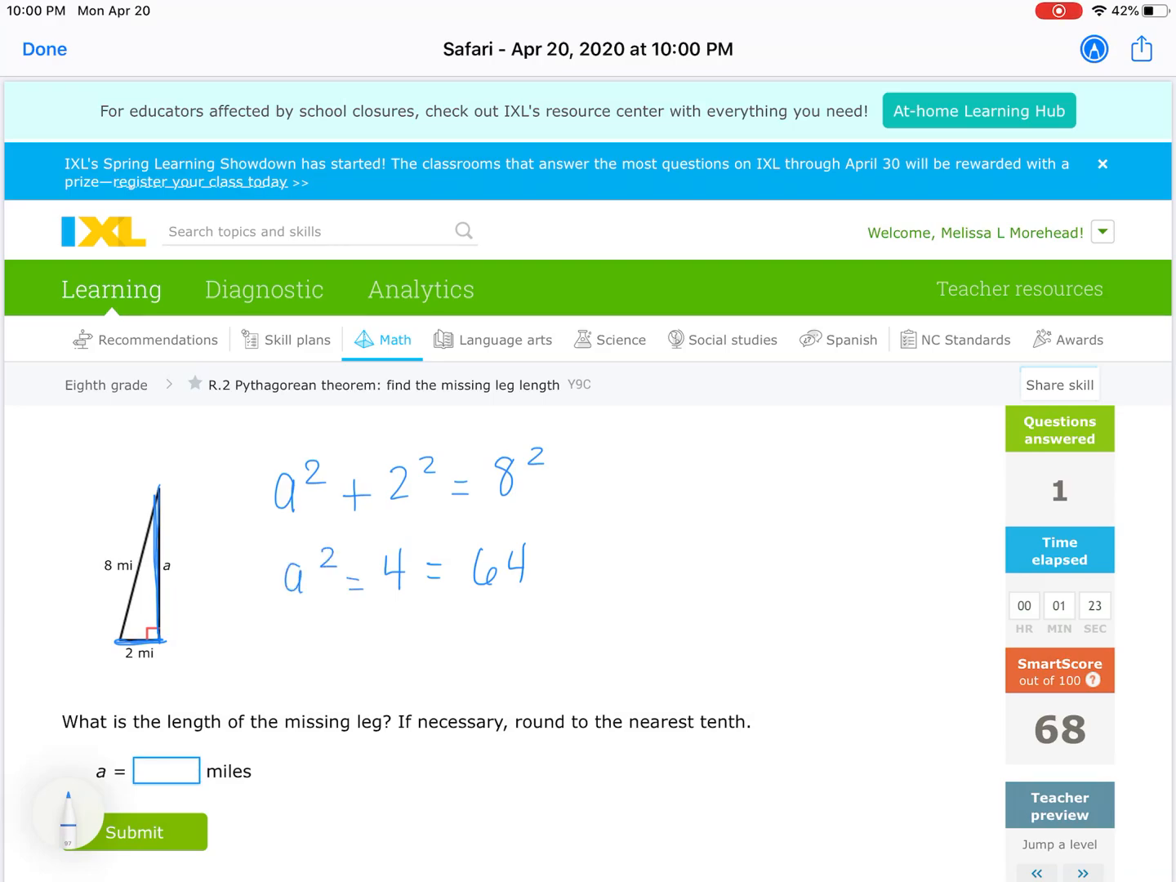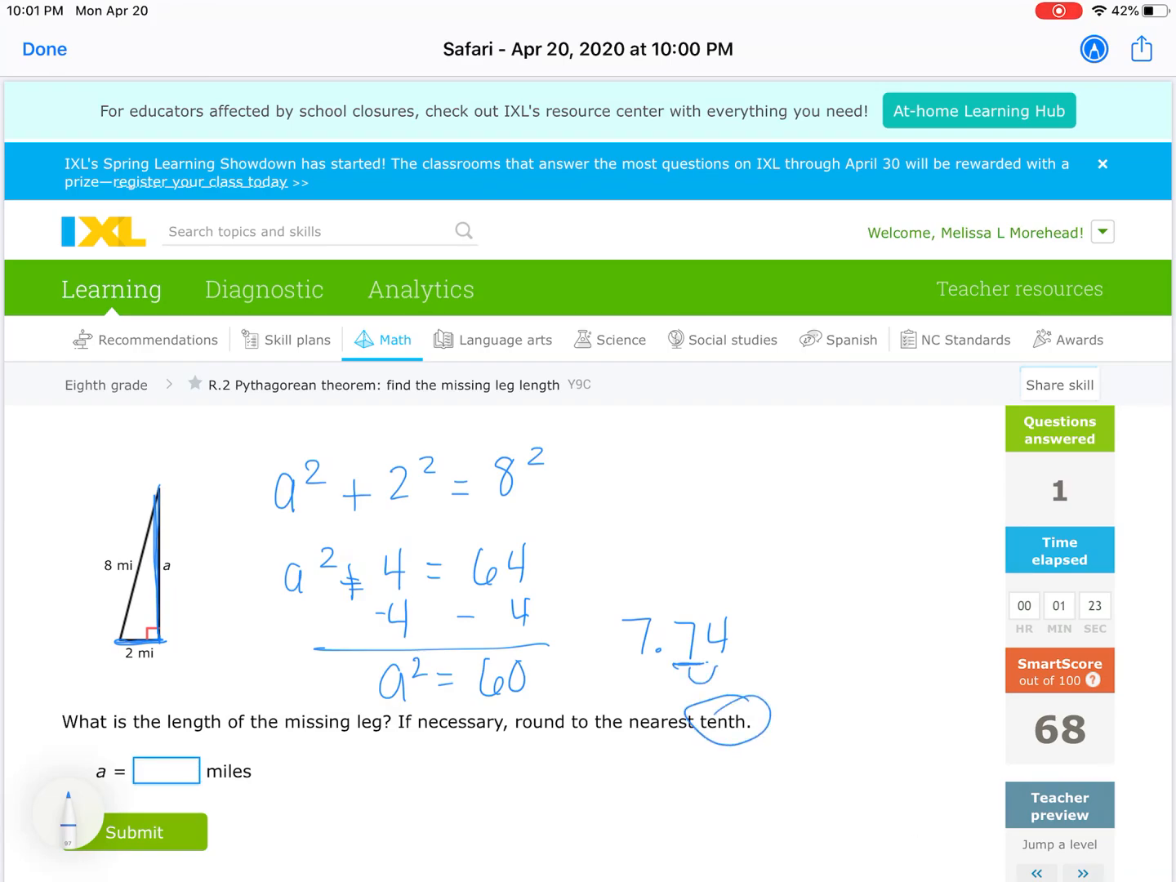So A squared equals this. So subtract 4 from both sides. So right now we have A squared equals 60. And we have to find the square root of 60, which is going to be 7.74. And we're going to round to the nearest tenth place again.